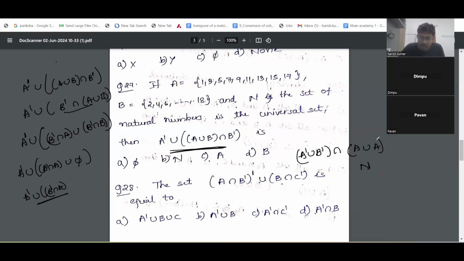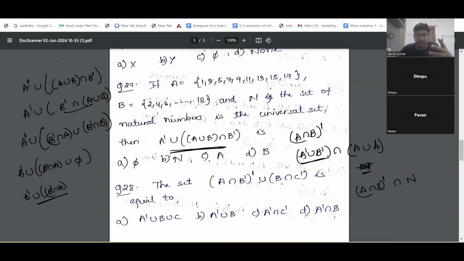Yeah, this is A union A complement, right? This is the set of natural numbers, and this is A complement union B complement intersection it. Can I write A complement union B complement as A intersection B whole complement? Yes or no? De Morgan's law. So what did we finally get? We got A intersection B whole complement intersection the set of natural numbers, which is the universal set, right?